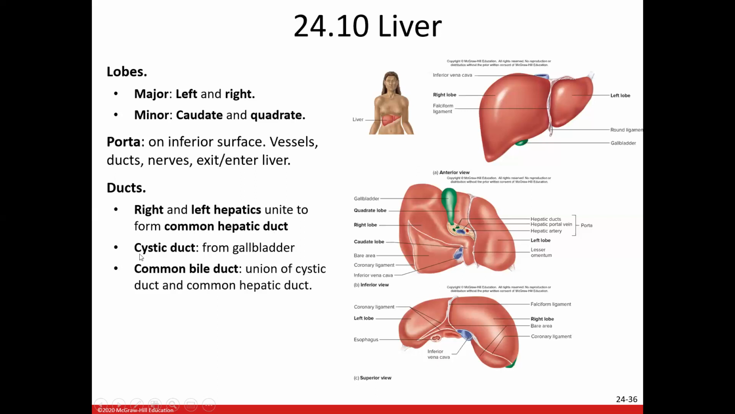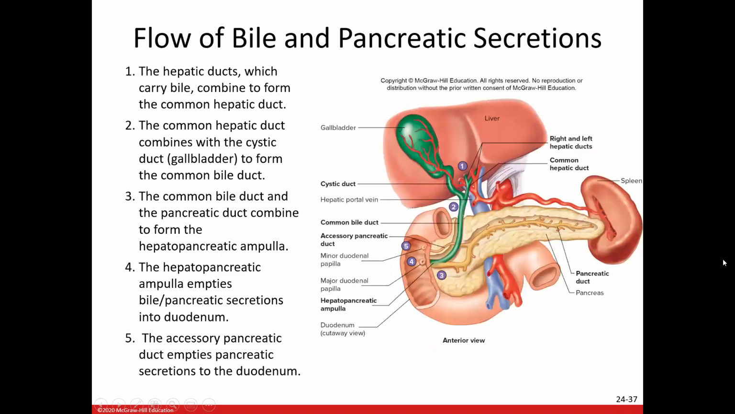Then you have what's called the cystic duct, which comes off the gallbladder. And then when we have the common hepatic duct and the cystic duct combined, those form what's called the common bile duct. The common bile duct is what actually empties the bile contents into the small intestine. So a lot of ducts.